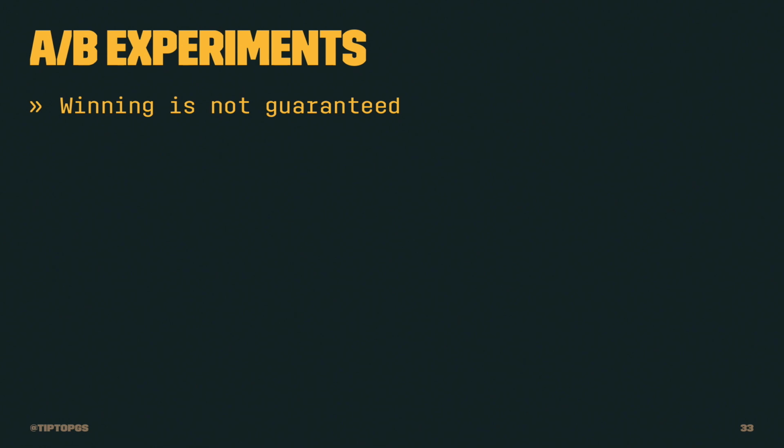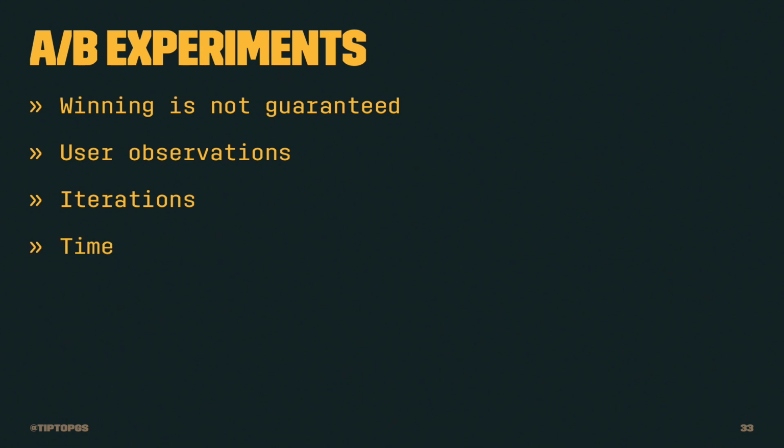So just a recap of the examples that I showed you. Winning is not always guaranteed. And you can learn a lot from user observations to create your own experiments. And sometimes experiments take multiple iterations before they win. And it takes a long time sometimes for experiments to win.